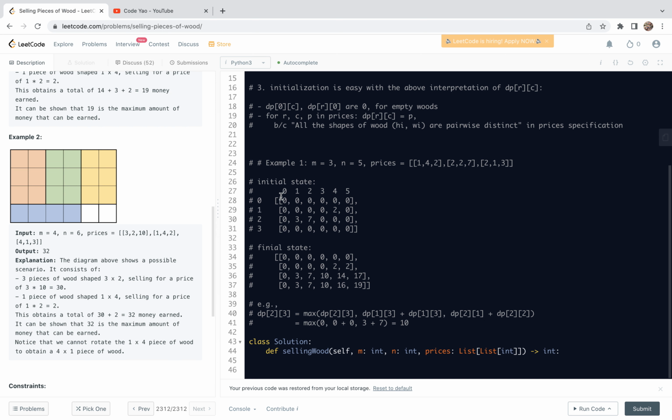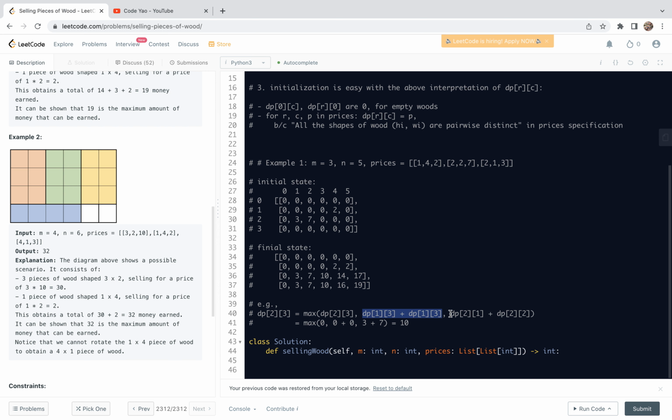So with the recursion relation and the initialization specified, let's look at one example, that is example 1. So this is its initial state, right? The first row and the first column are all zeros, and atomic ones are specified. For example, 1 by 4 is 2, and 2 by 2 is 7, and 2 by 1 is 3. So this is the final state if we run the procedure above.